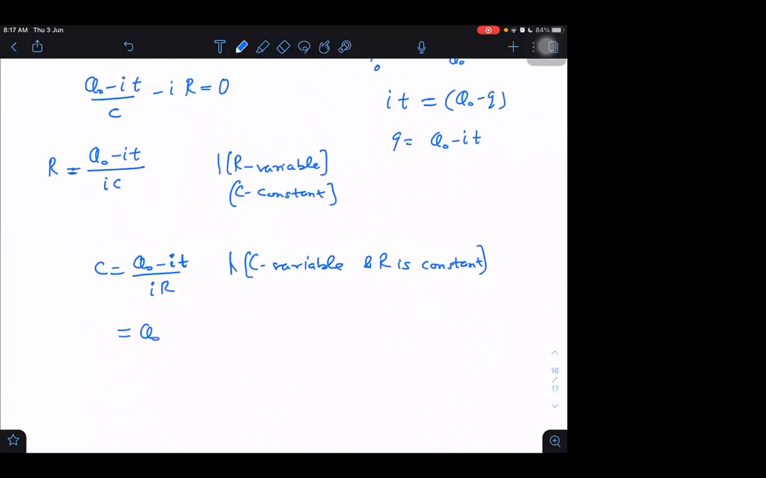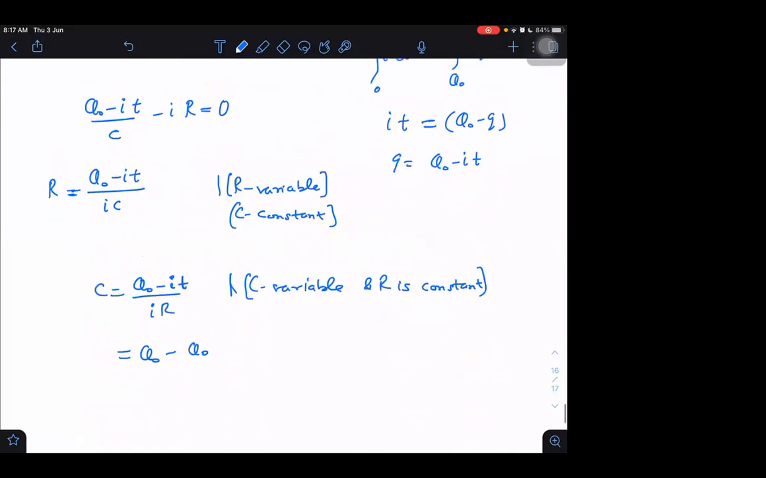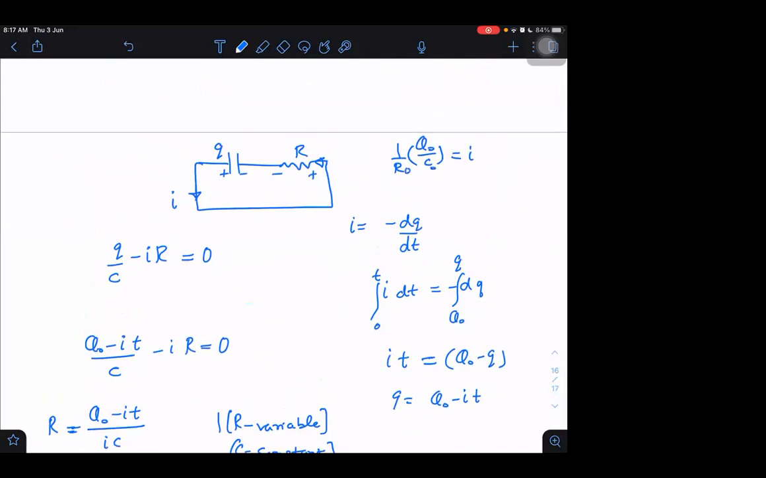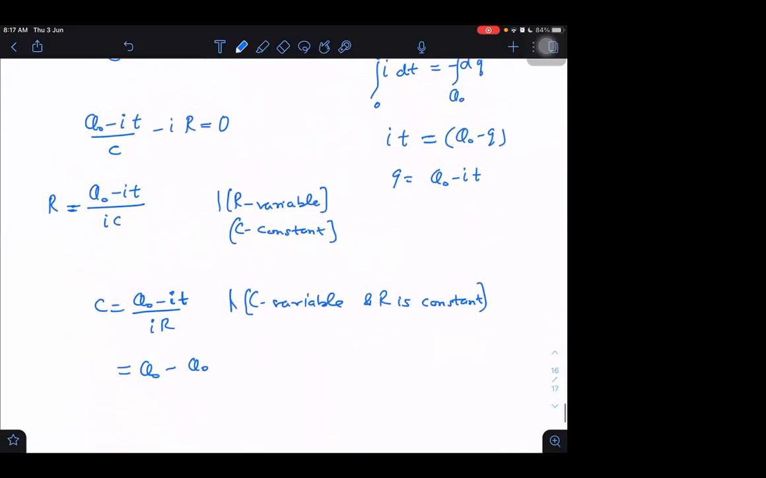I could write it like this also: Q naught by the initial value of R. But here I have to write R naught. If R is changed, if C is changed, I have to write C naught. I can write here R naught, C naught, initial values. After that, those may change.